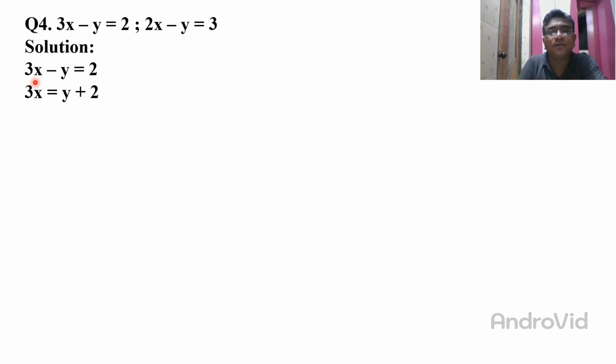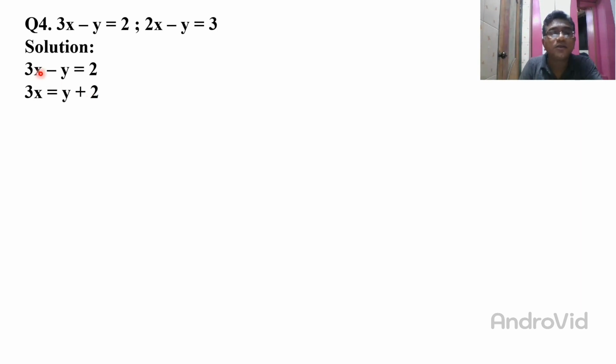Before making the table for 3x minus y is equal to 2, we simplify the equation. Simplifying is very simple: minus y goes across and becomes plus y. So only 3x remains. So 3x is equal to what? y plus 2. Do you understand?